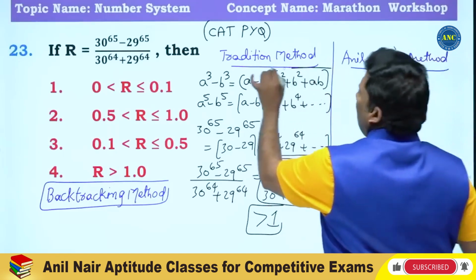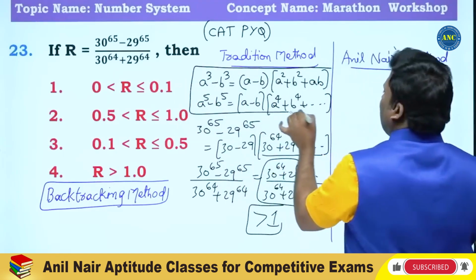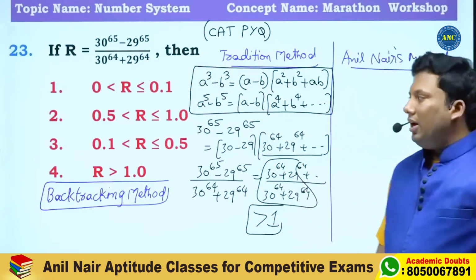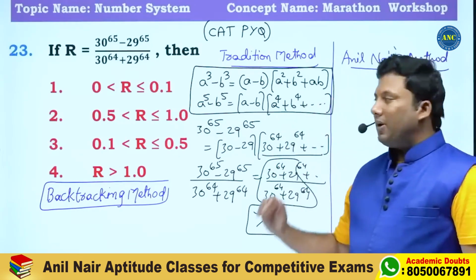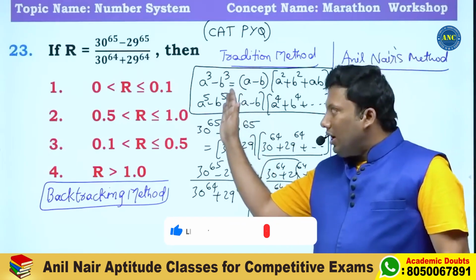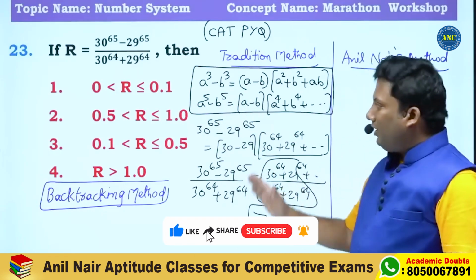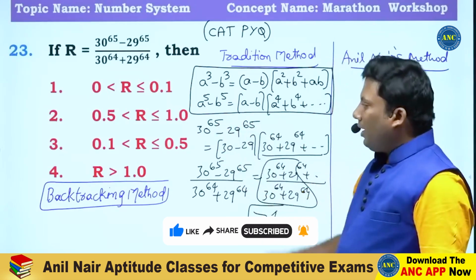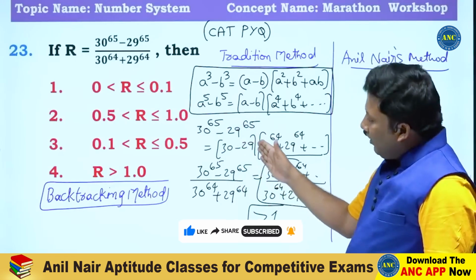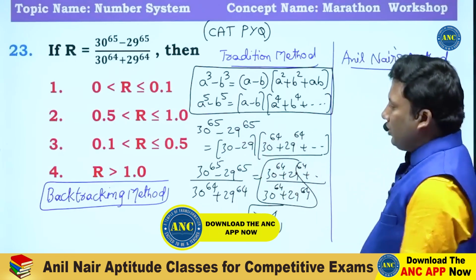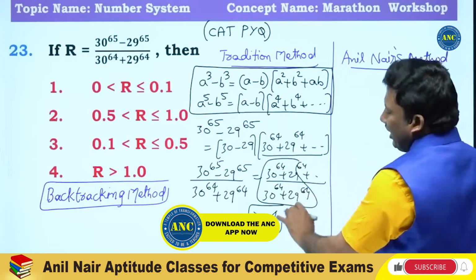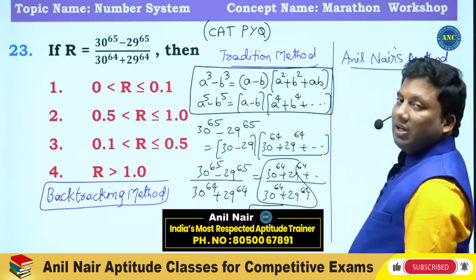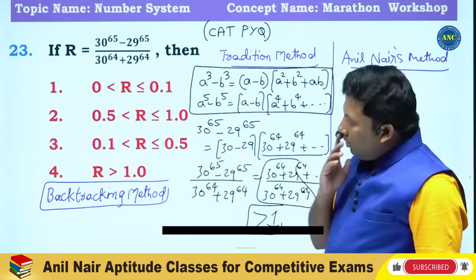This is based on the algebraic identities. A cube minus b cube is a minus b into a square plus b square plus ab. When the power is odd, a power 5 minus b power 5 is a minus b into something. 30 power 65 minus 29 power 65 is 30 minus 29 into something. If I divide it, these will get cancelled. 1 plus something, it is positive. 1 plus something, it is greater than 1. I hope it is clear.